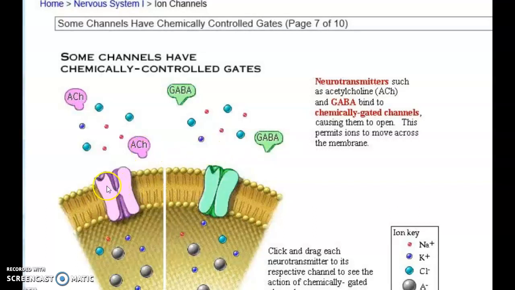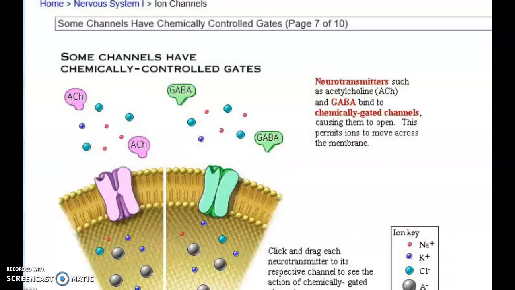But notice, here's my phospholipid membrane. Here's a doorway. Here's a doorway. And what we would call these chemically gated channels. And the chemical is going to be the neurotransmitter. So I like to call the chemically gated channels doorways. And I call these keyed doorways because I have to have a key to cause the doorway to open up. And so my neurotransmitter is the key, but what's going through the channel, either inside or outside of the cell, is going to be my ions.